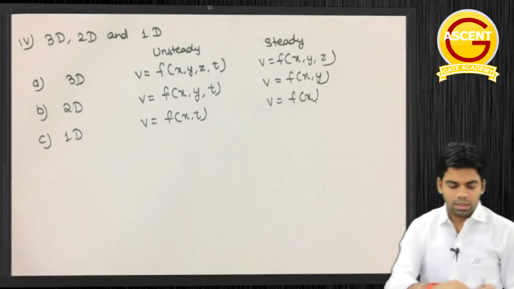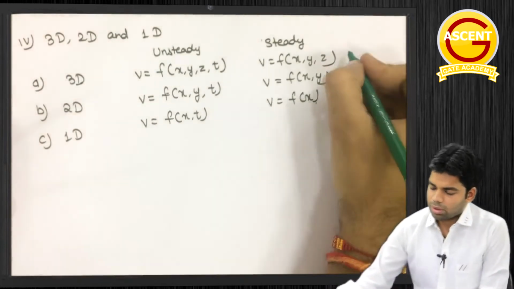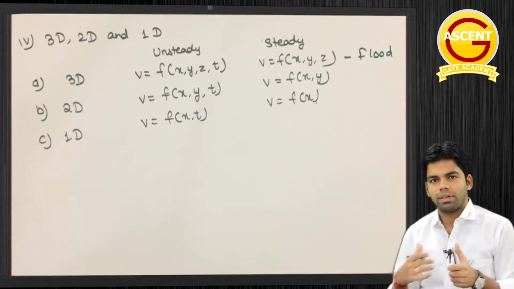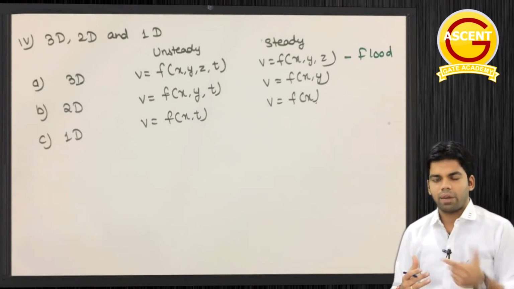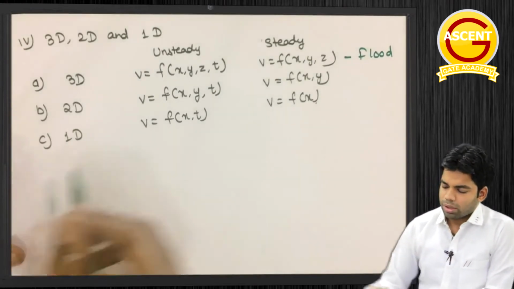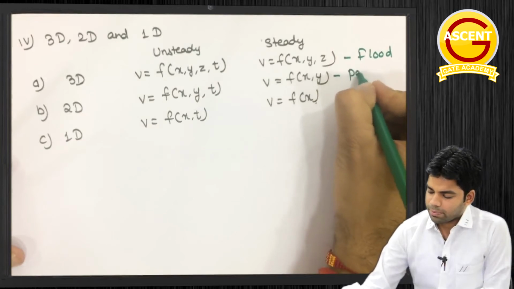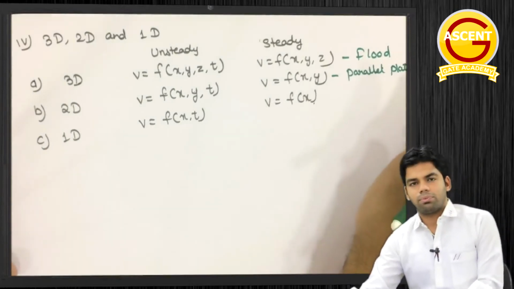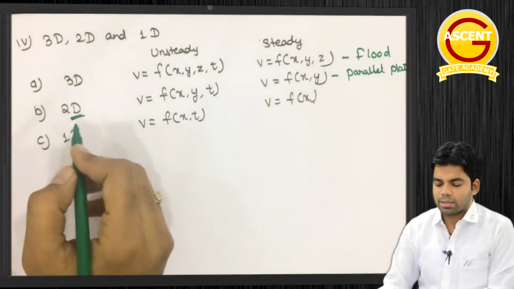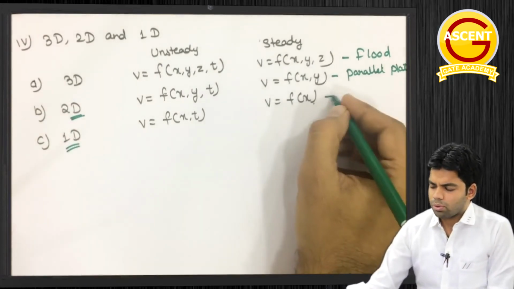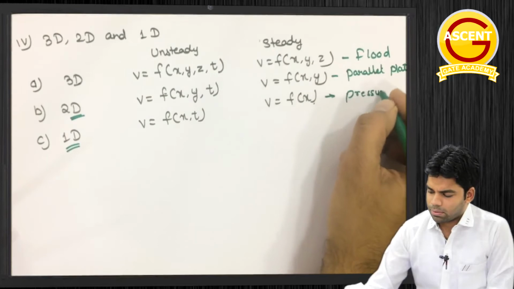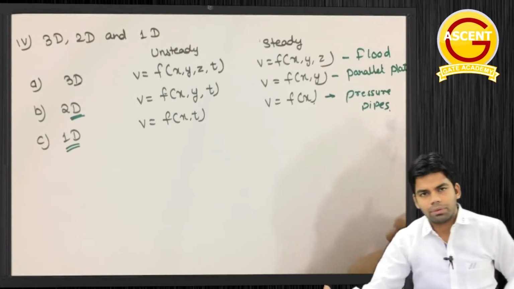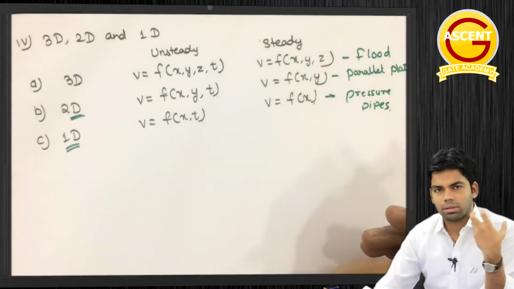Okay, if I give you examples: for 3D flow you can take a flood, in which the flow is in all directions, in the x direction, y direction as well as the z direction. 2D flow: flow between parallel plates. When the fluid is flowing between two parallel plates, we can call it 2D flow. 1D flow: the flow in pressure pipes. This is how you can understand 2D, 3D and 1D flow with the help of examples. In flow in a pressure pipe, the velocity is only in one direction.